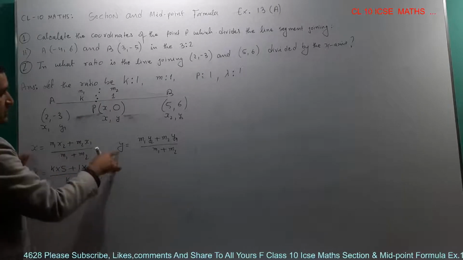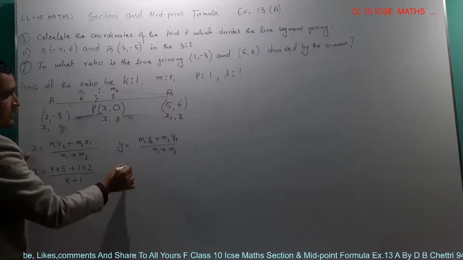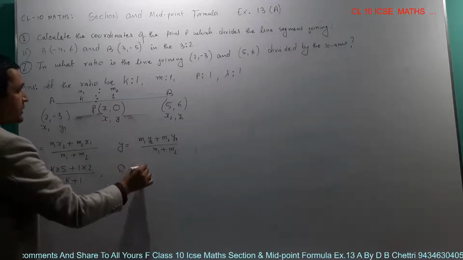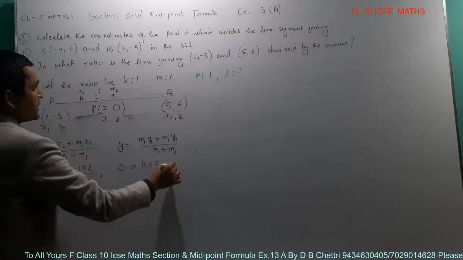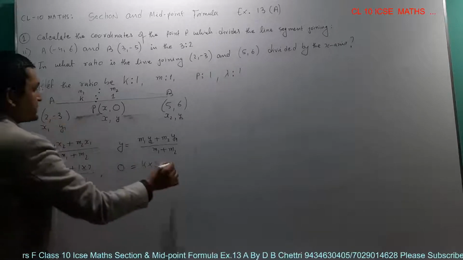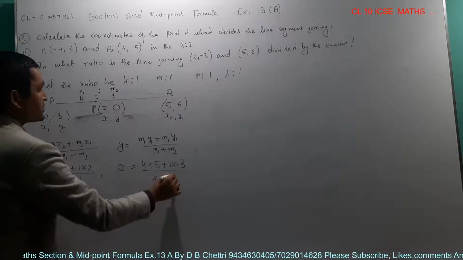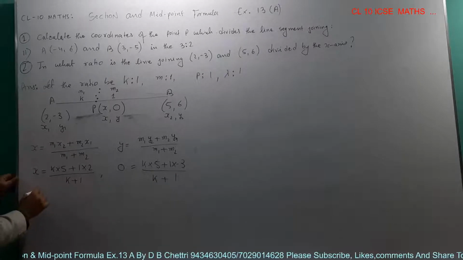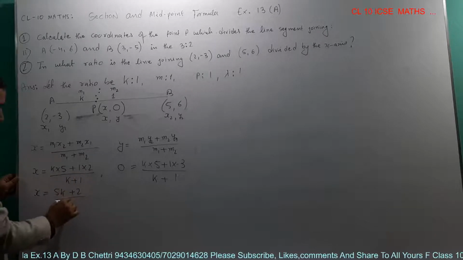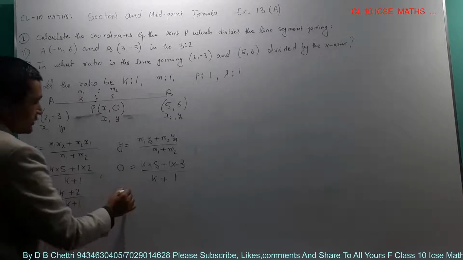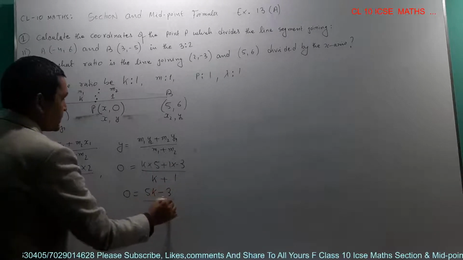k plus 1. Similarly, y, what is the value of y? y is 0. Now value of y is 0, then equals to m1 is k into y2 is 5, plus m2 is 1 into y1 is how much? Minus 3, divided by m1 is k plus 1. Okay, then this is x is equals to 5 multiplied by k plus 2 into 1, divided by k plus 1. Then here 0 equals to 5 multiplied by k plus minus 1 into 3, that is minus 3, divided by k plus 1.